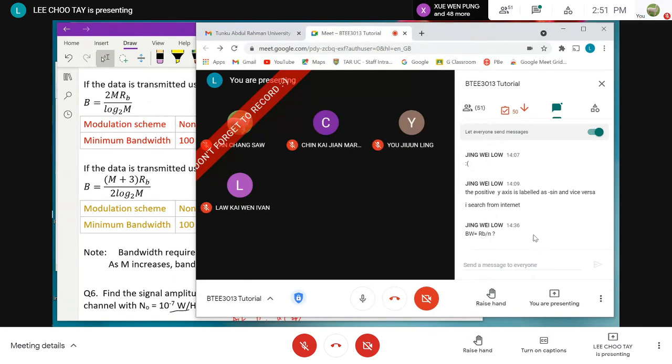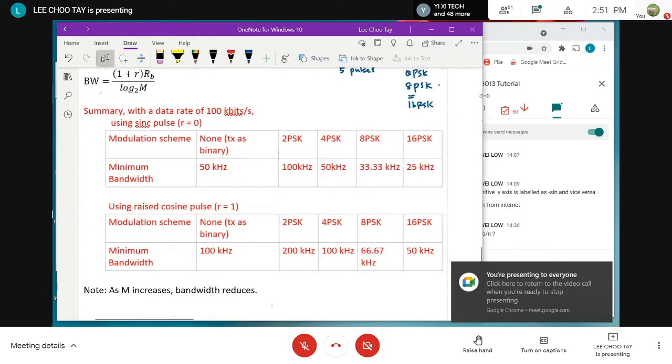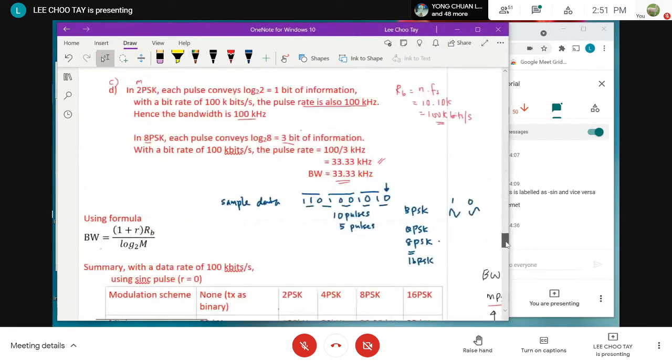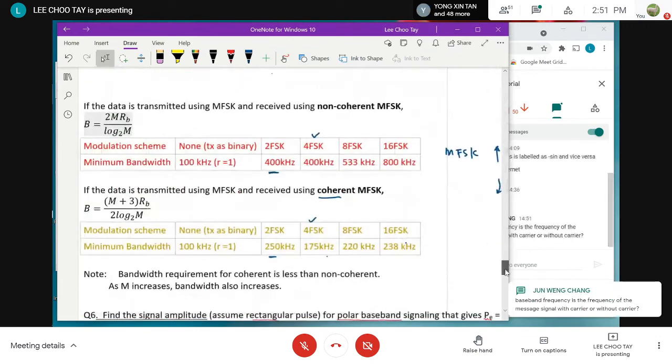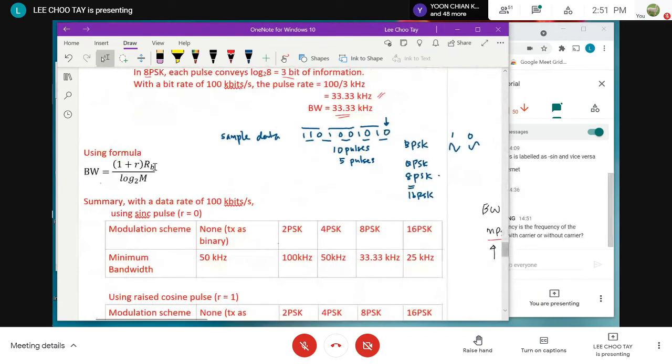Bandwidth equals RB over N. Yes, for PSK, MPSK. And this log 2M basically is N. I use M here because when we talk about M-ary PSK, we actually put 2, 4, 8, 16.